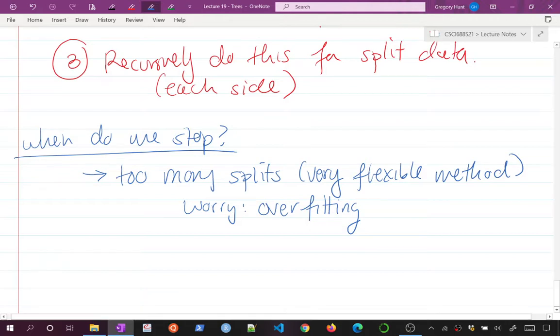If we have too few splits, if we only do this once, so we split it into two regions, that's an inflexible method. You only have two different values that you can predict: the average on the right or the average on the left. So if we have too few splits, we have an inflexible method.